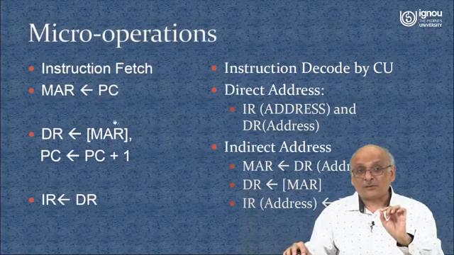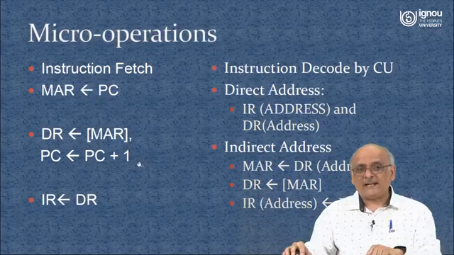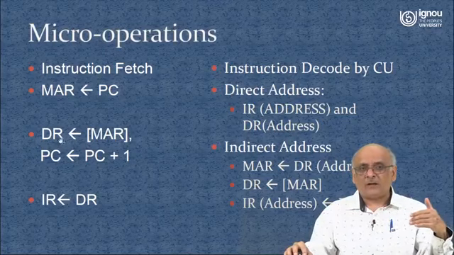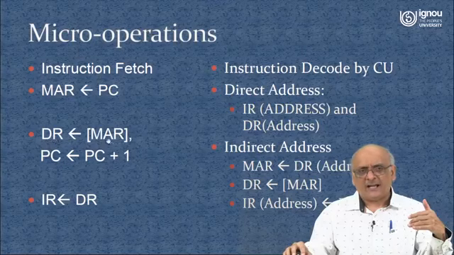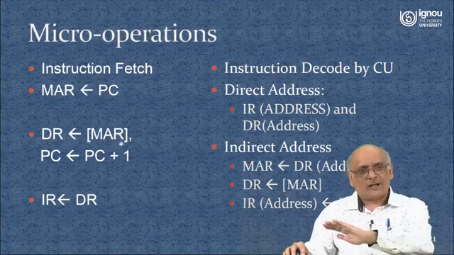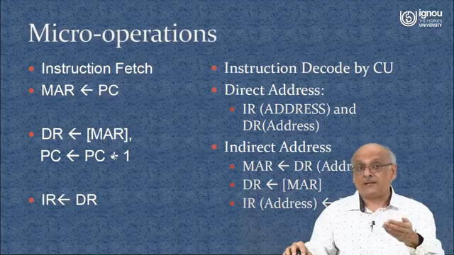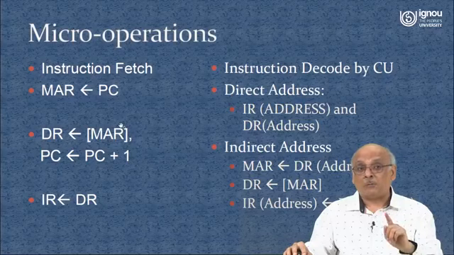Not complicated, so that you can understand how a machine actually works. So the PC gets incremented to the next instruction, because this instruction has now been fetched to the DR register. Address has already been put, so I don't need to worry about it. So we increment the PC in parallel, right? These two operations can be performed in parallel, during the same time.